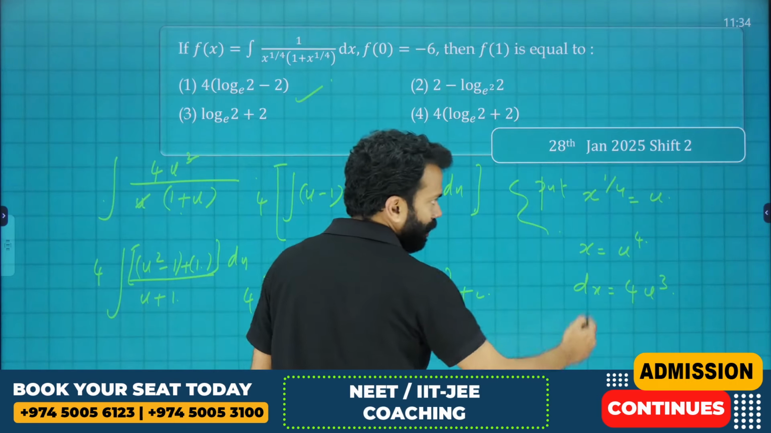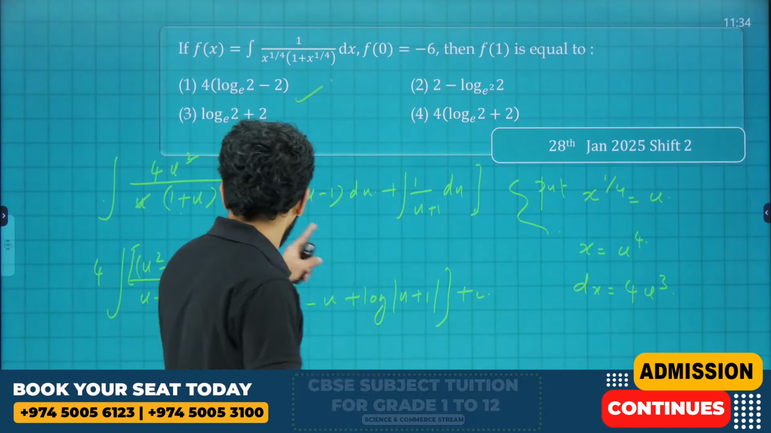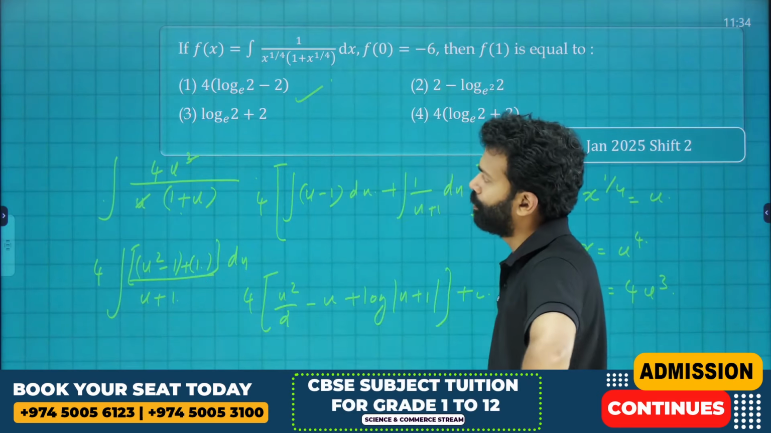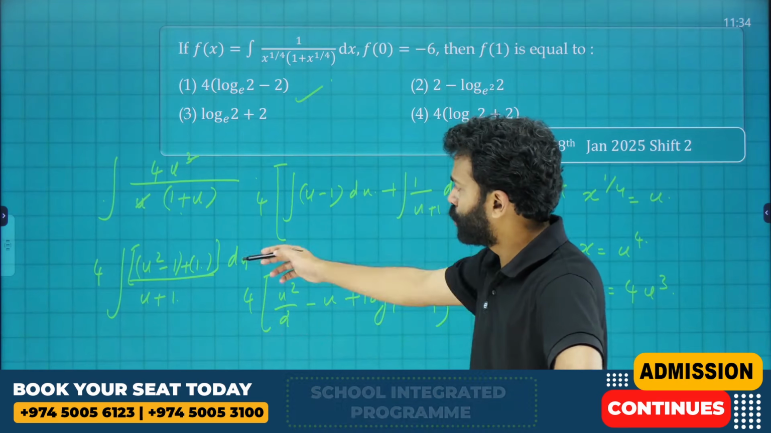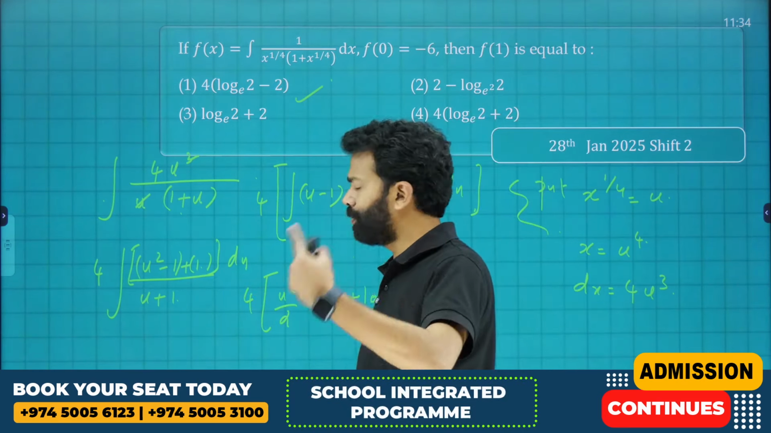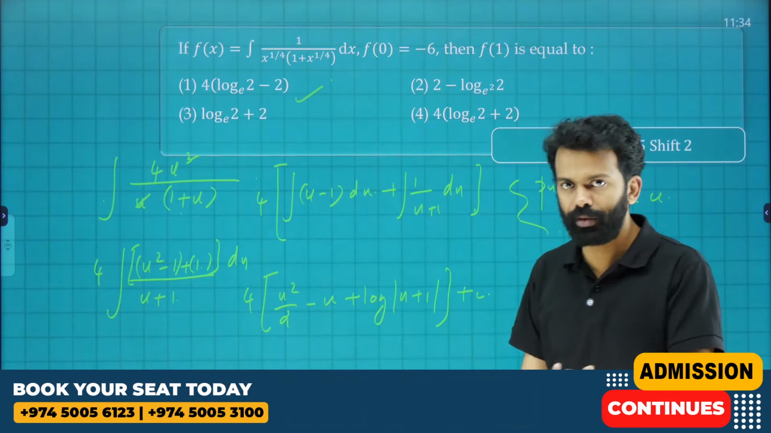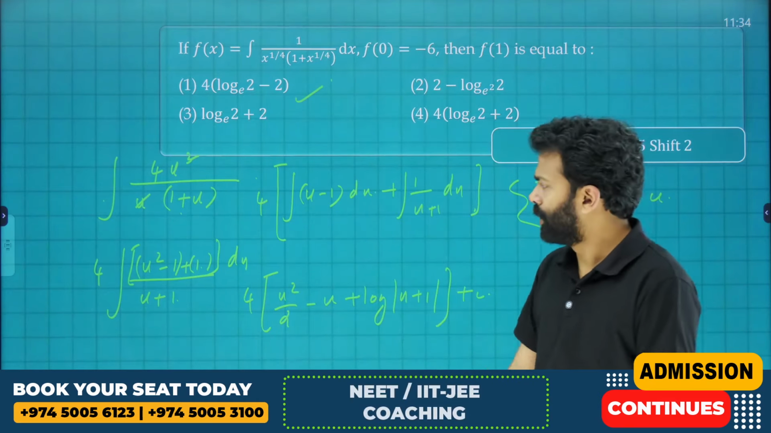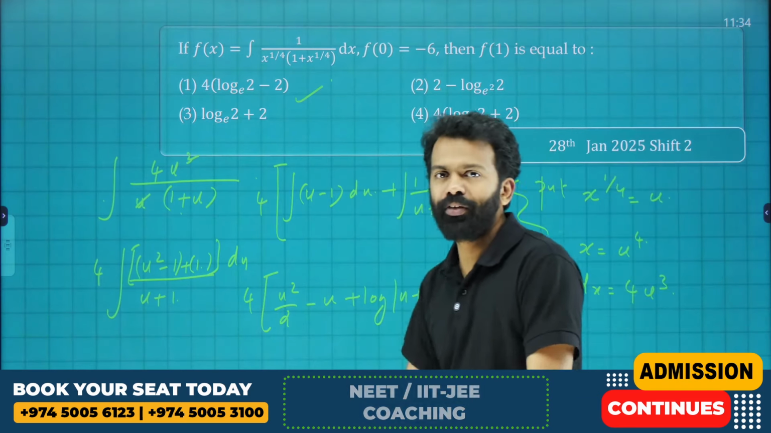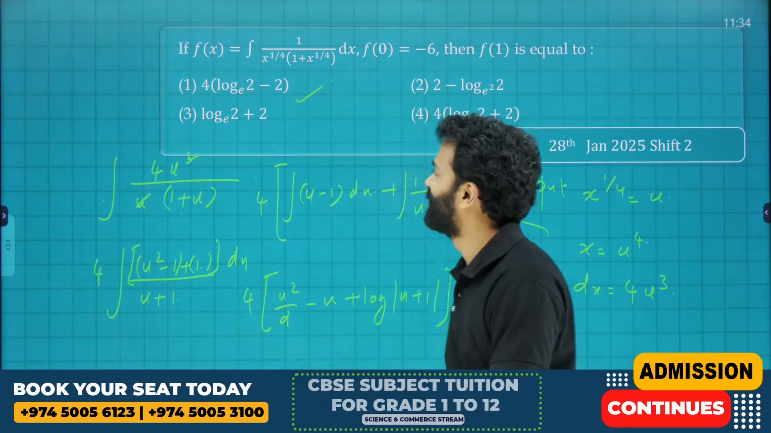Put x raised to 1 by 4 is equal to u. I have formulated this one like this. That is u square divided by 1 plus u can be written as u square minus 1 plus 1. These types of steps we need to perform consistently while doing integration, in between the steps. It's a very basic and doable one. So, hope you got the idea here. We can move to the next one.